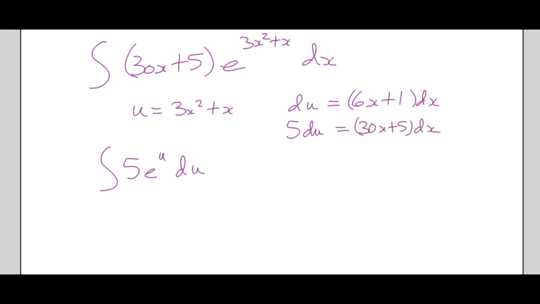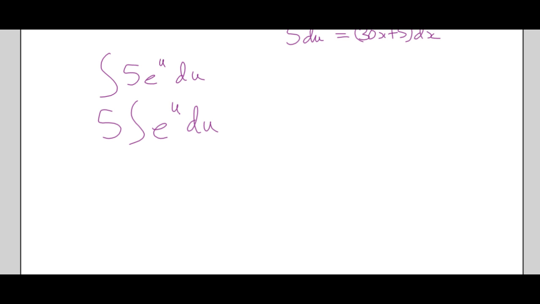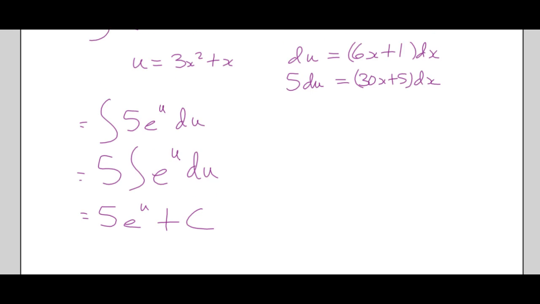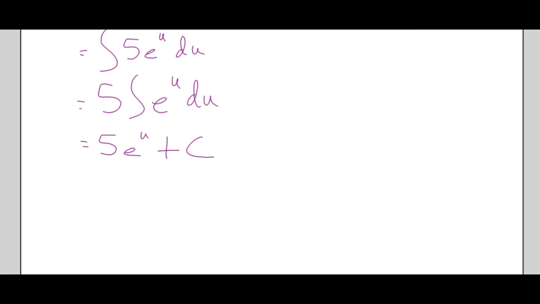Okay. Now, we know from our properties, right, that if I have a constant, just move the constant out front, right? So 5 times the integral of e to the u du. And what's the integral of e to the u? E to the u. So this will be 5 e to the u plus c. But that's not the end. We go back and we say, what was u? Yeah. 3x squared plus x.